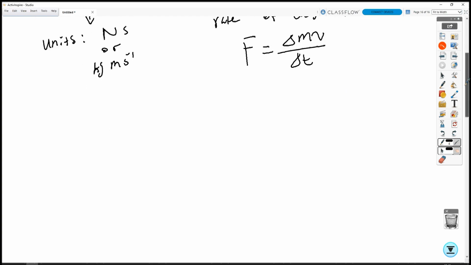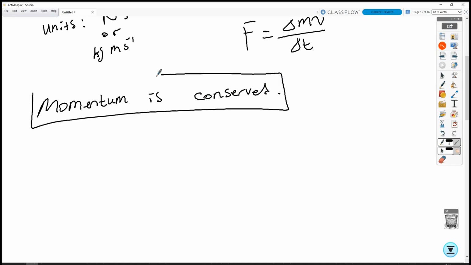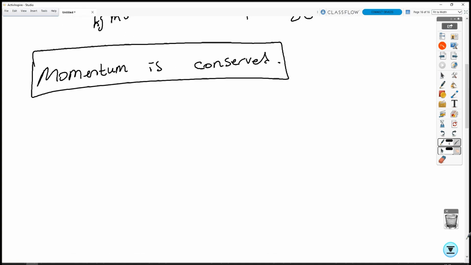Momentum is one of our quantities that's always conserved. Put a box around that statement. That means that the total momentum before an event is equal to the total momentum after an event.